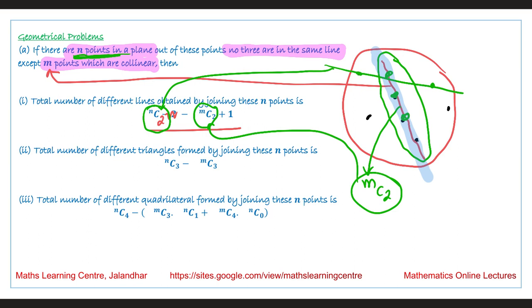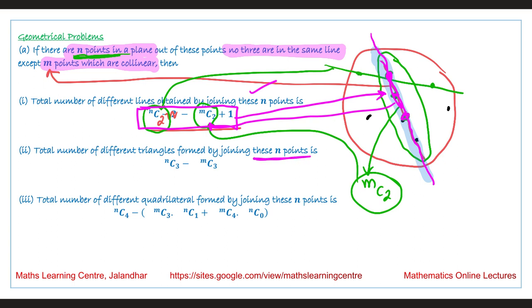It is a line, so we cannot talk about small or larger. Suppose I am considering these 2 points, I will obtain a line. If I consider these 2 points, I will obtain a line. We have subtracted all these lines, and one line is there which is passing through all these points, and that one line we have added, this plus 1. So this is the formula for the total number of different lines obtained by joining these n points.